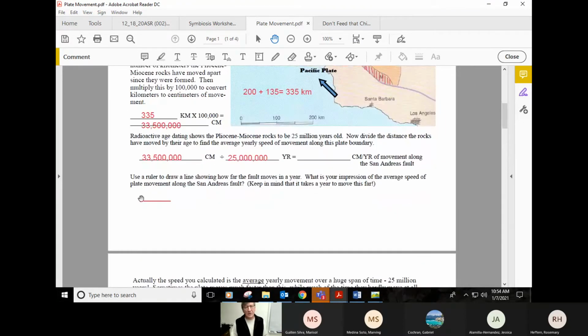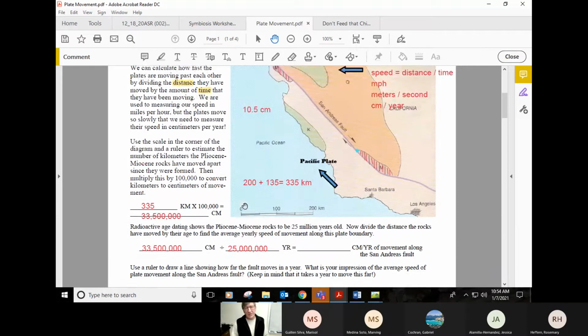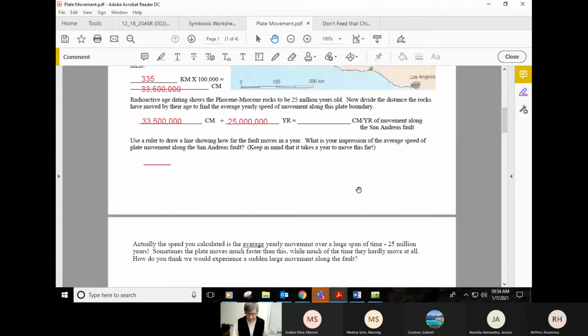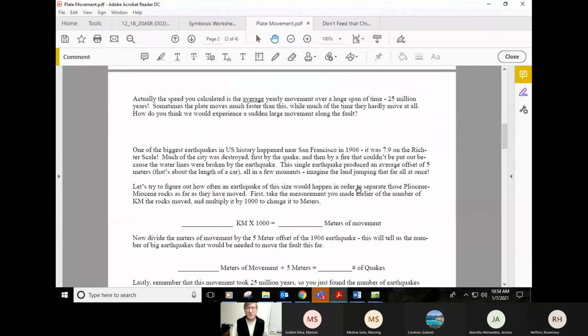We figured out their average yearly movement. Now we're going to see what if all the movement was because of big earthquakes, the size of the San Francisco earthquake. How many would there have to be during that time period of 25 million years? So first, take the measurement we made earlier of the number of kilometers the rocks moved. And as I recall, that was 335.